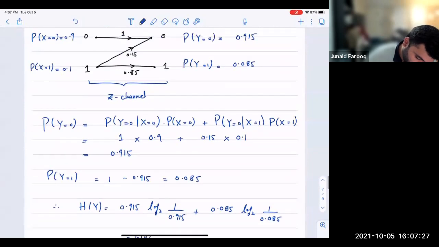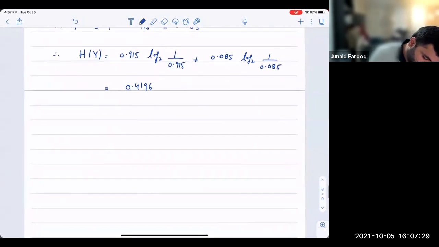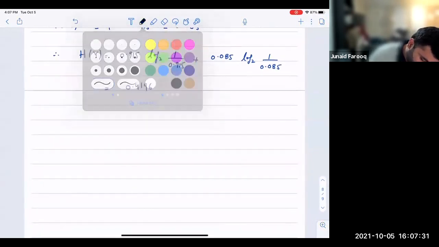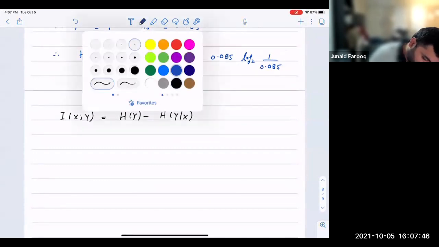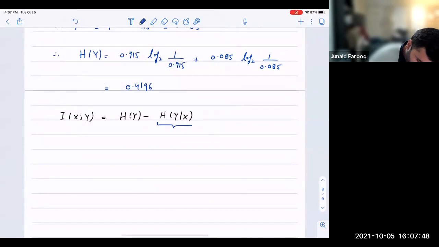So H of y given x. We are interested in the information between x and y, so it's going to be H of y minus H of y given x, right? And again, I'm writing this part again because people still find it a little complicated.